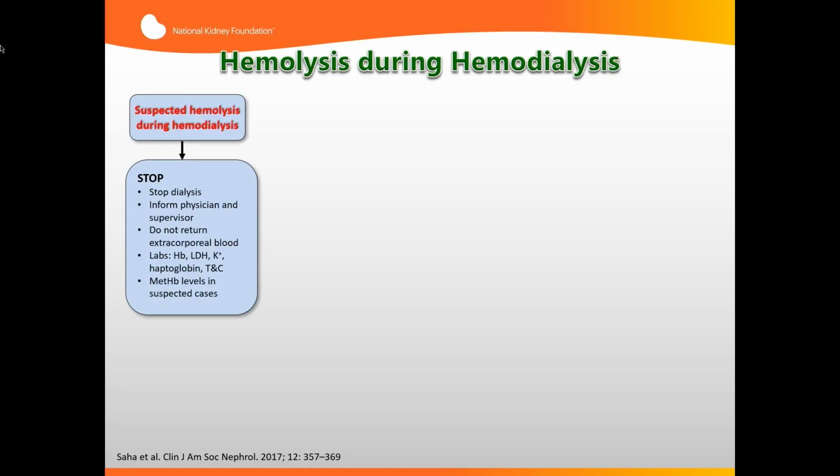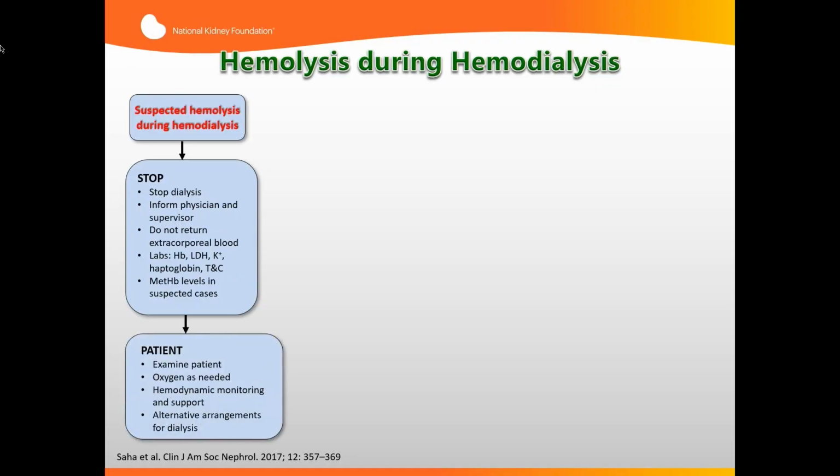Immediately draw some blood for some tests as shown there. A methemoglobin level is important. Why? Because chloramine, I told you, is an oxidizing agent, and it can occur in the water that is in the dialysate, and it can cause methemoglobinemia. Not that it occurs commonly, but it's important to send that off. Next thing is immediately stabilize your patient, oxygen, hemodynamic monitoring, make alternative arrangements for dialysis if necessary.